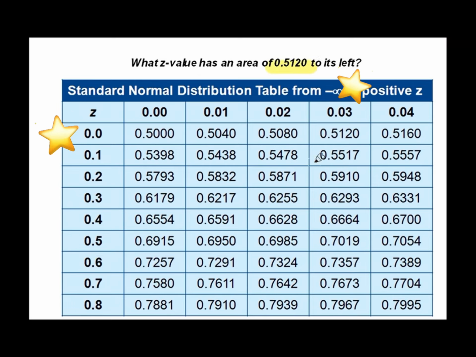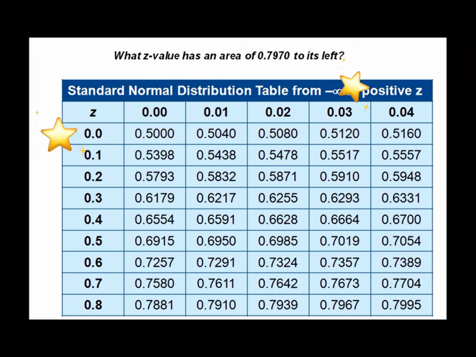0.5120. Well, there it is, so we trace it back. It is a z-score of 0.03. So that's what we would put for our answer. Z equals 0.03.